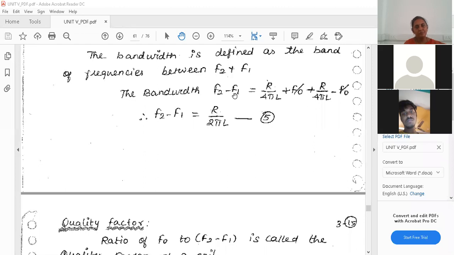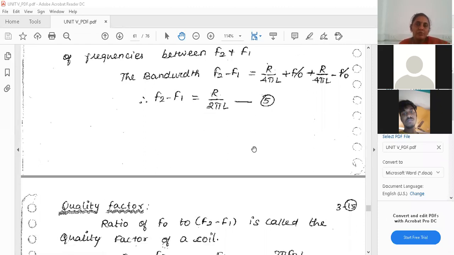Now, F2 is equal to R by 4 pi L plus F0, and F1 is equal to F0 minus R by 4 pi L. So F2 minus F1 is equal to R by 2 pi L. Okay, clear? So this is the value of the bandwidth. So the important formulas are F0 is equal to 1 by 2 pi square root of LC, F2 is equal to F0 plus R by 4 pi L, and F1 is equal to F0 minus R by 4 pi L.